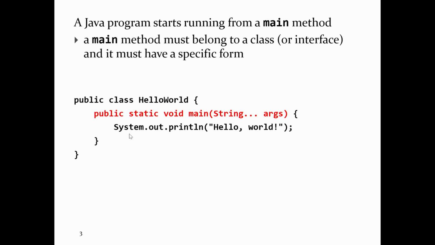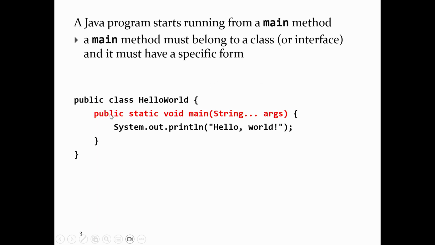The thing shown in red is the part I want to focus on. I'm going to explain everything as we go along. The thing shown in red is what you need to have a running Java program. Okay, so it always looks the same way.